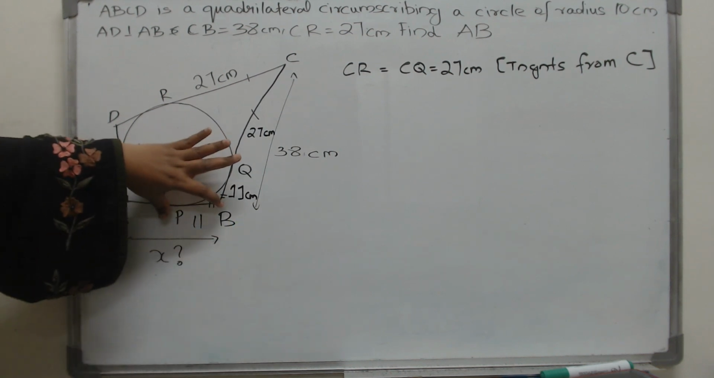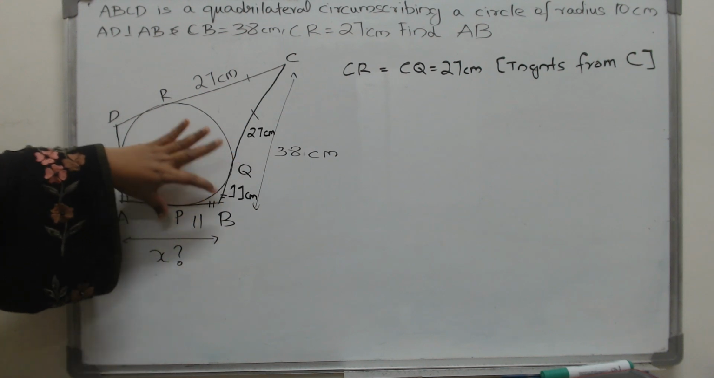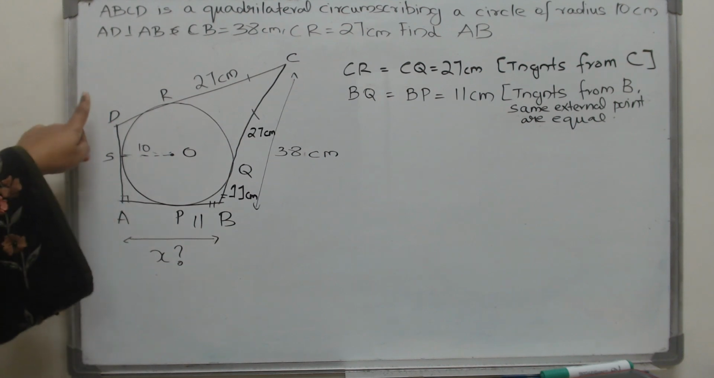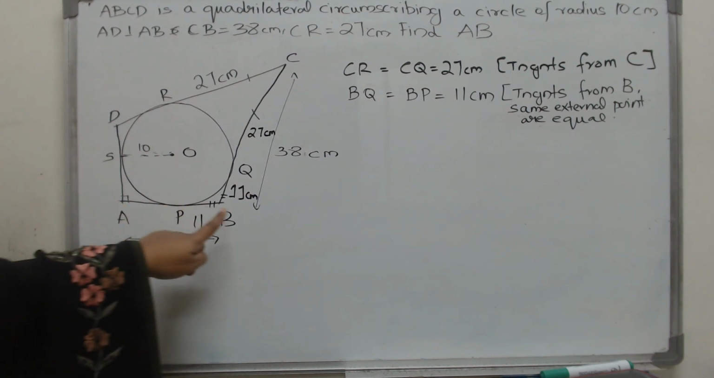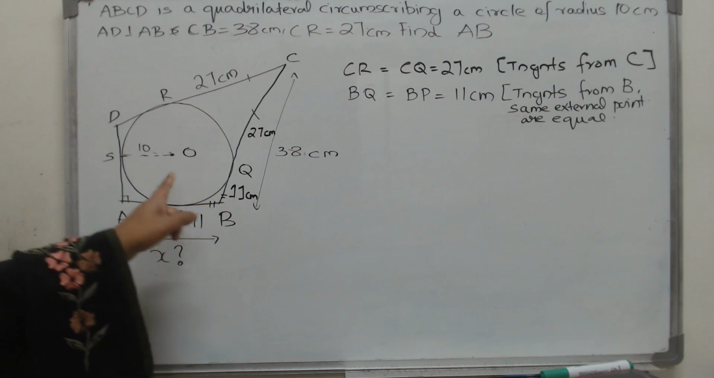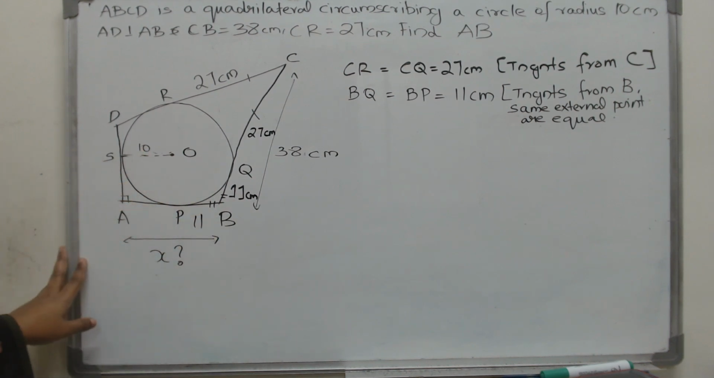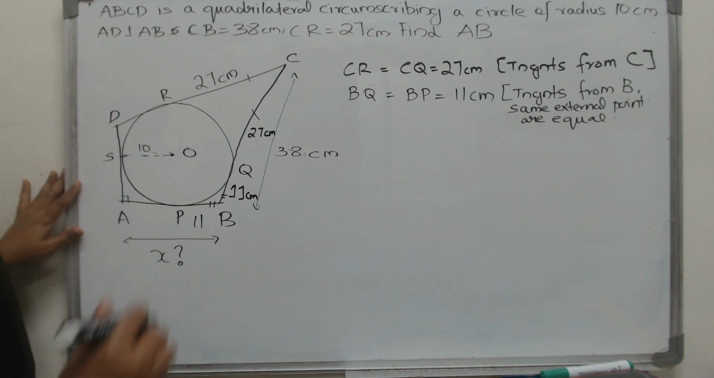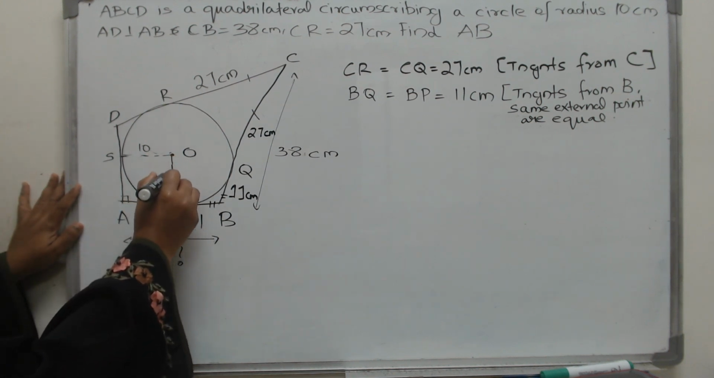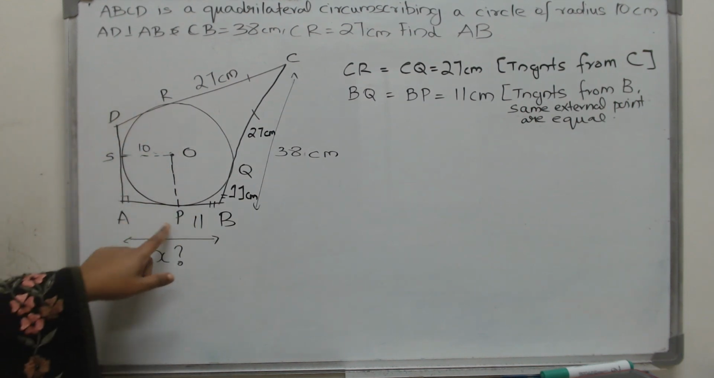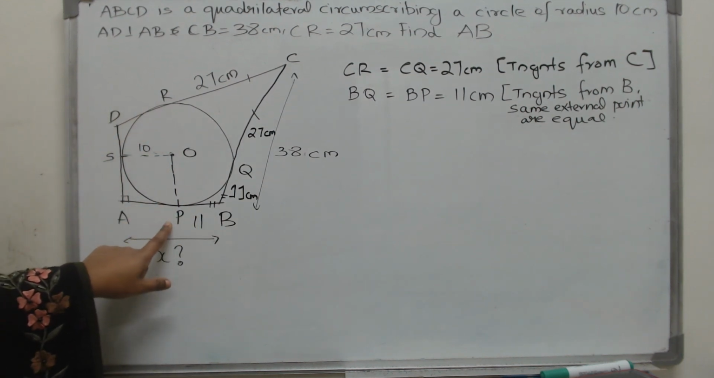What we need is the whole side AB. We have just got this much. We have got this much as 11. Now we have still not used the information that AD is perpendicular to AB and 10 is the radius of the circle. Let us use them also. How do we use them? Let us construct a smaller quadrilateral OSAP.